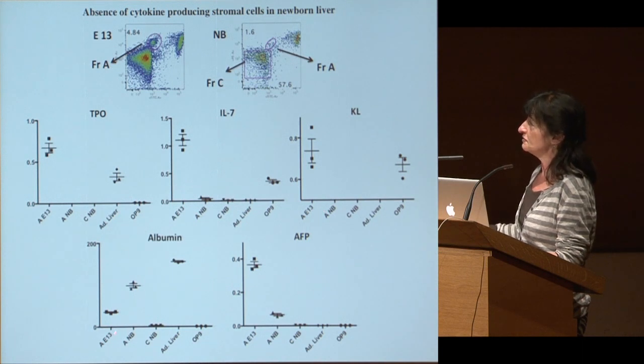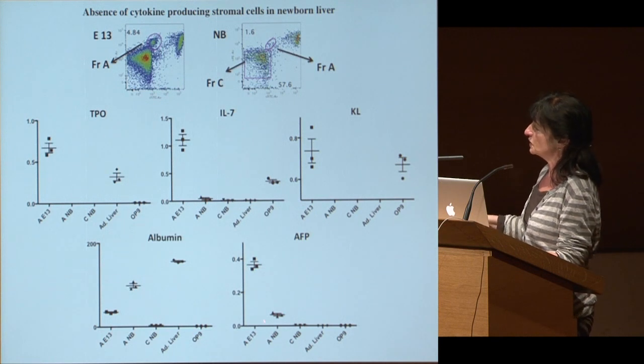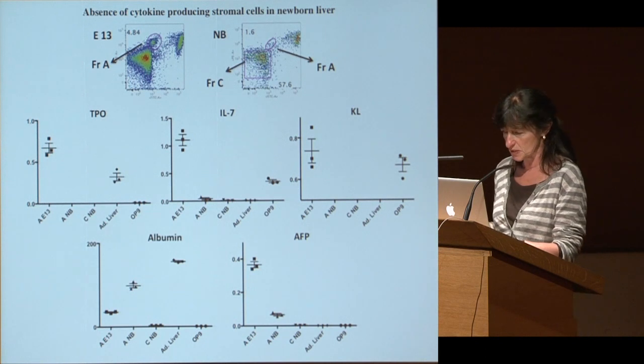Albumin, they are there, some cells around here. Alpha-fetoprotein, they do express it much lower than at day 13, because AFP is not expressed.